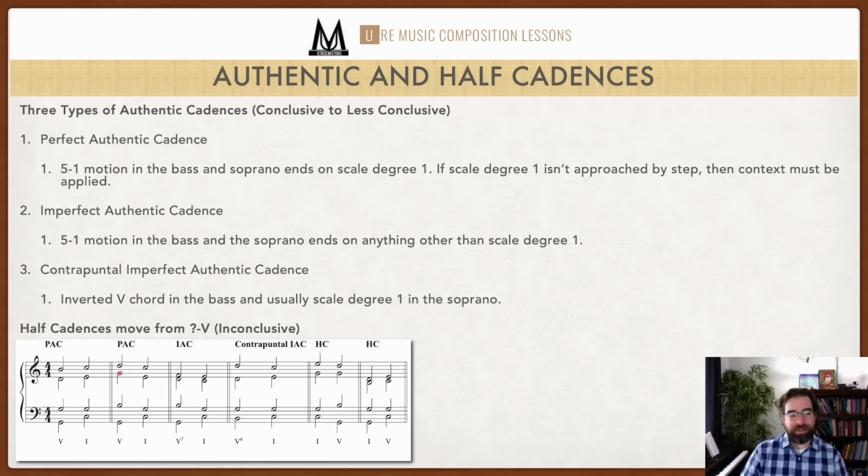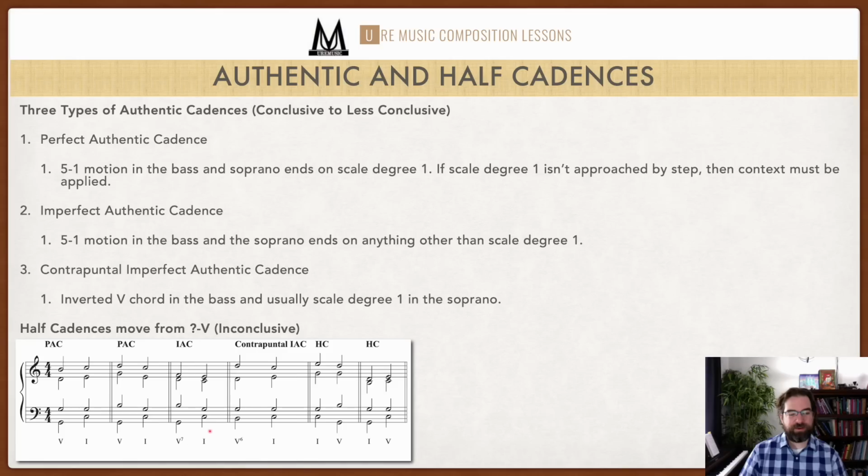Moving by step, here's an example of skipping into a third. So this is also acceptable, but then both voices have to skip. This is a little bit less desirable, but you can do this. Typically, you want to go for the shortest motion, like you see in this first chord.